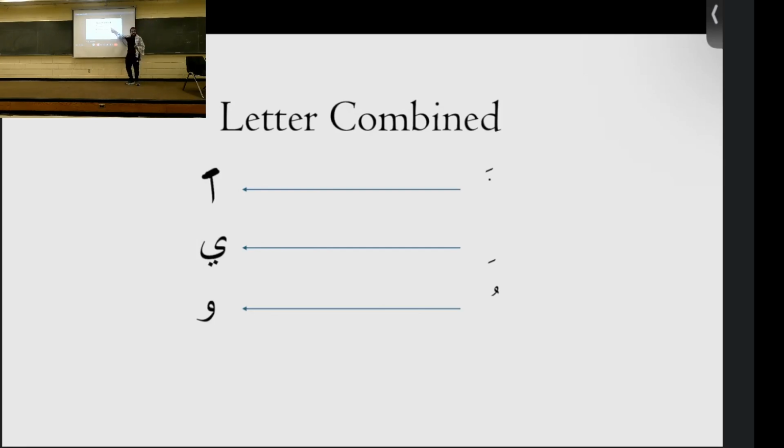So the fatha is the daughter of alif. Kasra is the daughter of ya. The dhamma is the daughter of waw. Does that make sense?